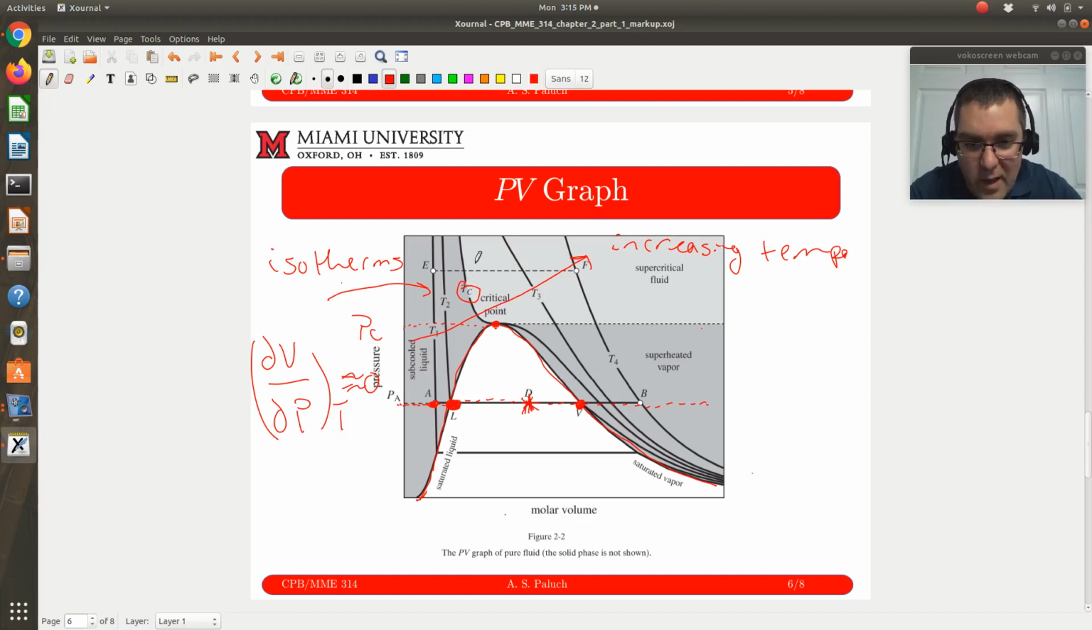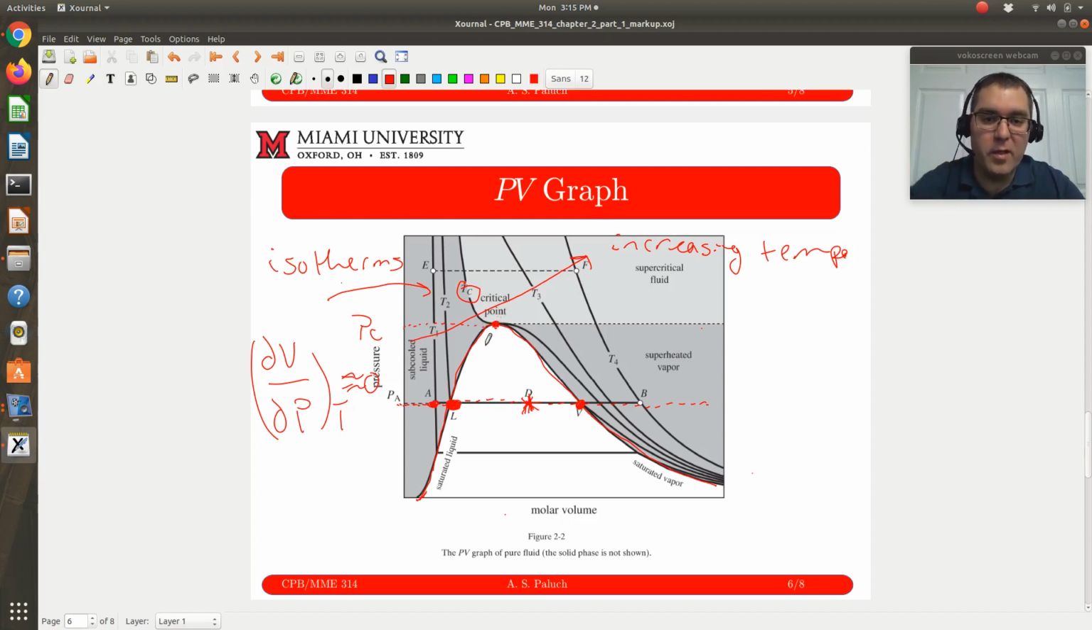Second, looking at my critical isotherm, my second derivative is also 0. I have an inflection point. Here I'm concave up, and then past my critical point it is concave down. So the first and second derivative of my critical isotherm are both 0 at the critical point.